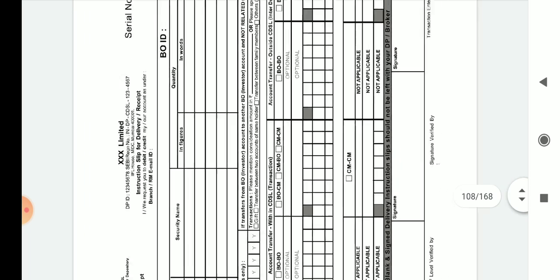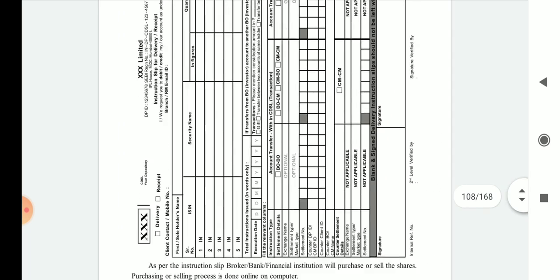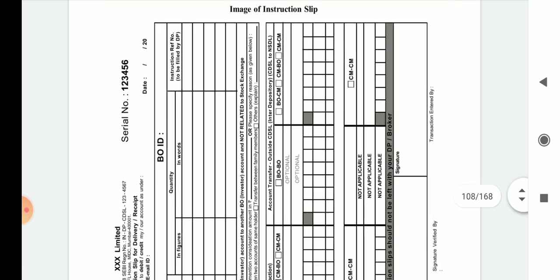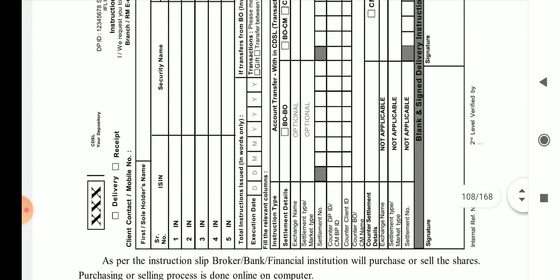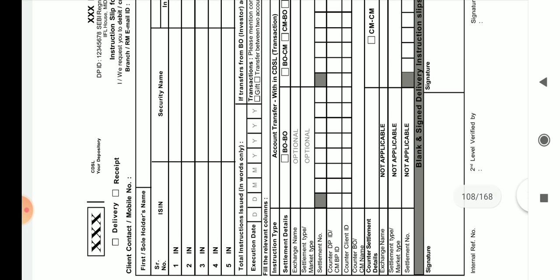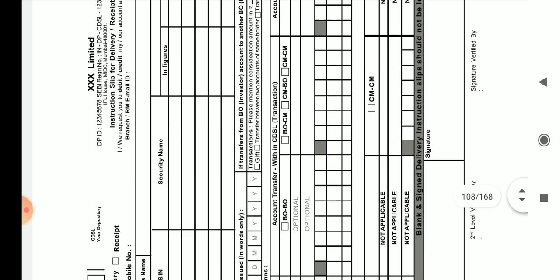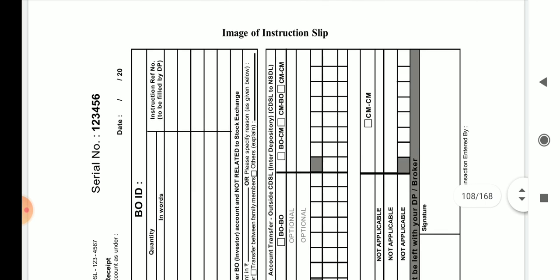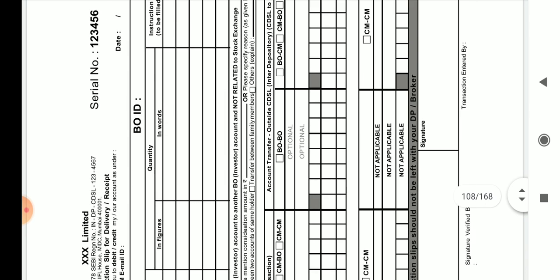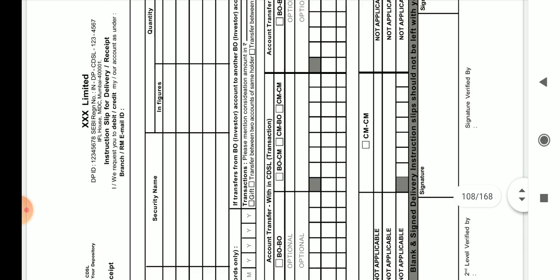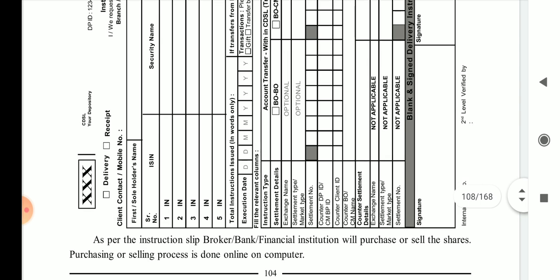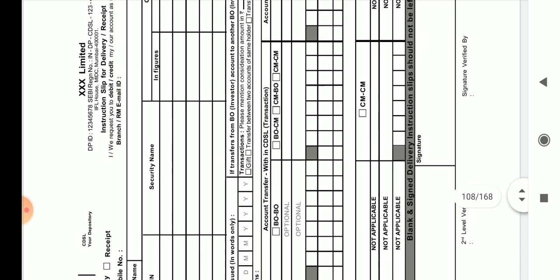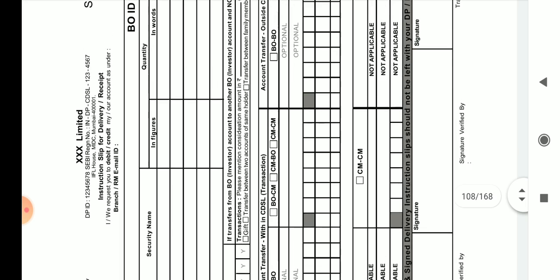Here one kind of example of the instruction slip is given, which you are watching on your screen. First is the first sole holder's name. So here you have to write the name, date, BOID, which is a kind of securities ID, and all the necessary details: the execution date, how many shares you want, securities name in figure, quantity.